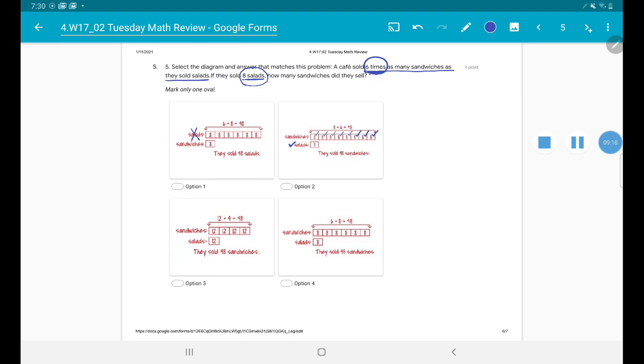If I look at option 3, option 3 says they sold 12 salads and 4 times as many sandwiches. We know that's not correct based on the information in the problem. Option 4 says they sold 8 salads, and we're looking to see if there's 6 times as many. 8 times 1, 8 times 2, 8 times 3, 8 times 4, 8 times 5, 8 times 6. The correct answer is option 4. They sold 48 sandwiches.